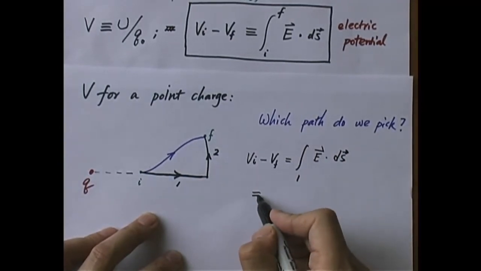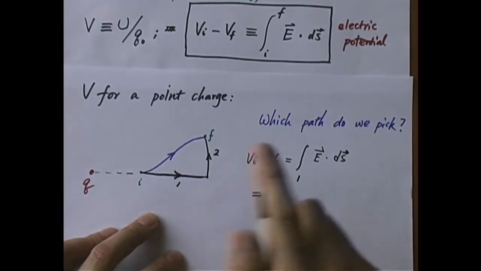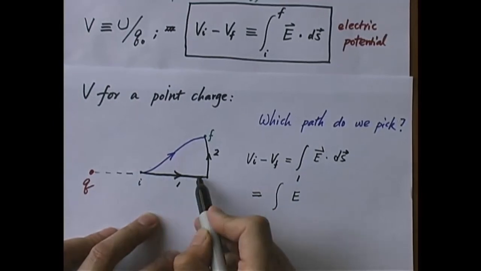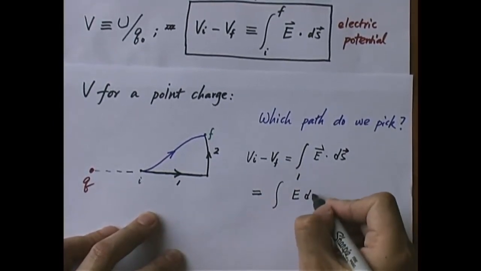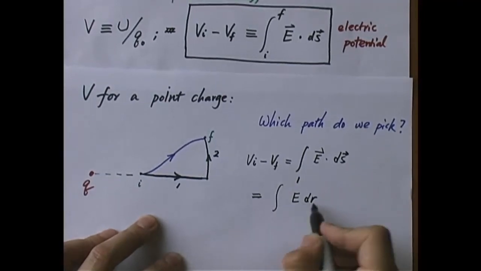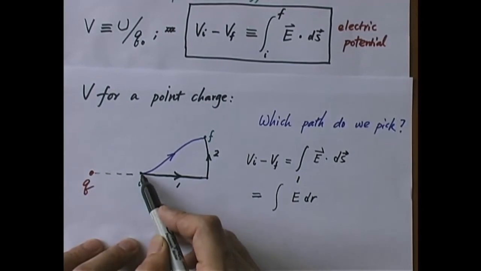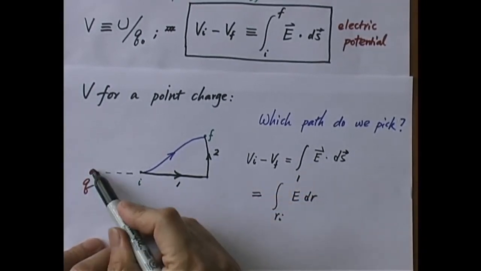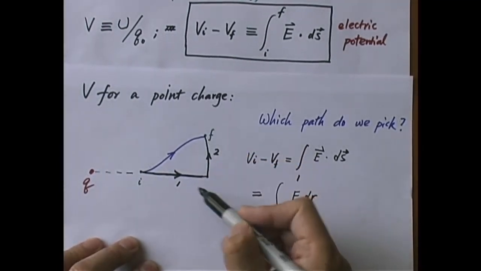Now, along path 1, first of all, E and ds have the same direction. They're both pointing outwards, so it's just E ds. But ds is just dr in this particular direction, so it's just E dr. That's it. Both are just scalars. And how does r change? Well, from here to there, the distance is called r initial, and from here to there, the distance is called r final. But remember, this is part of a circle centered here.